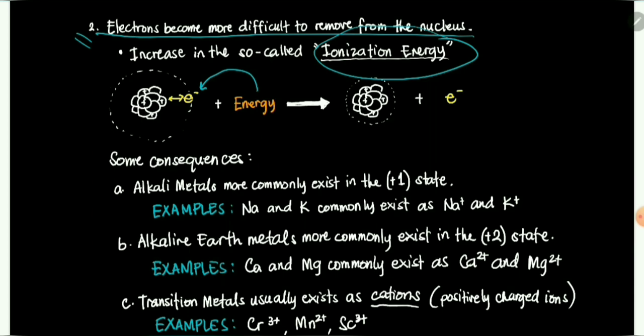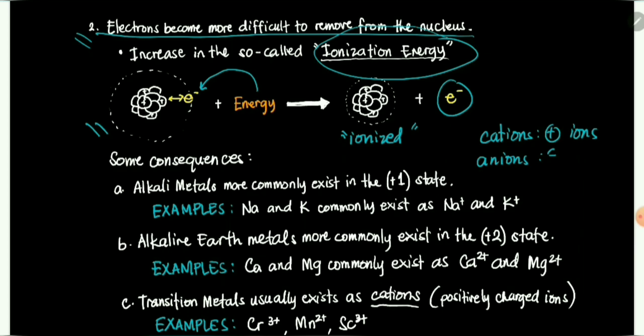Okay? So kapag in-applyan mo siya ng ionization energy, itong atom na to, for example, magkakaroon ka ng free electron, yan yung na-eject na electron, plus yung inyong ionized atom or yung inyong ion. So by the way, cations are positively charged ions and anions are negatively charged ions. Okay? So some consequences, alkali metals are more commonly existing in their +1 state.